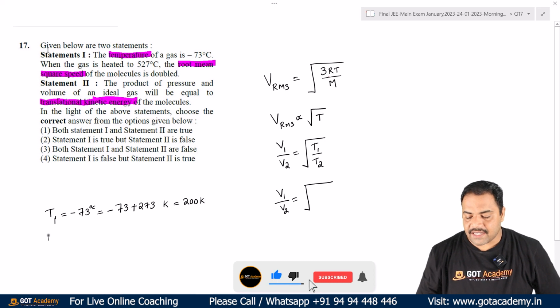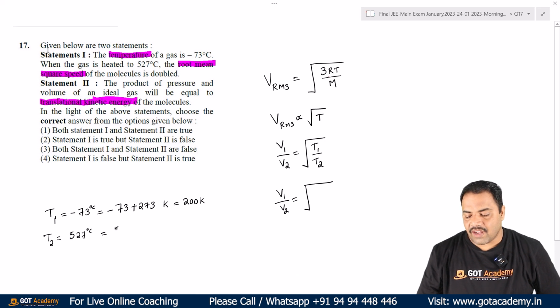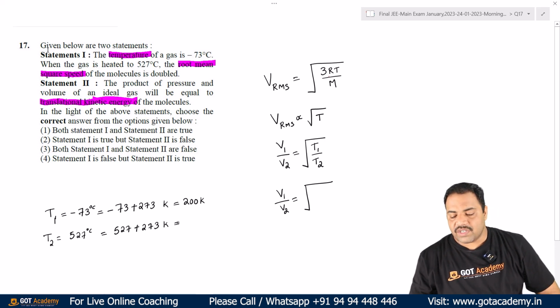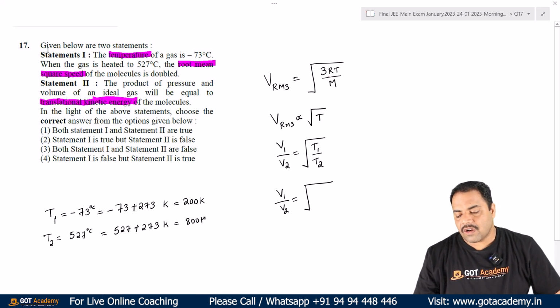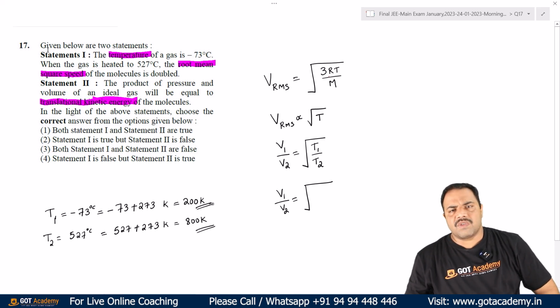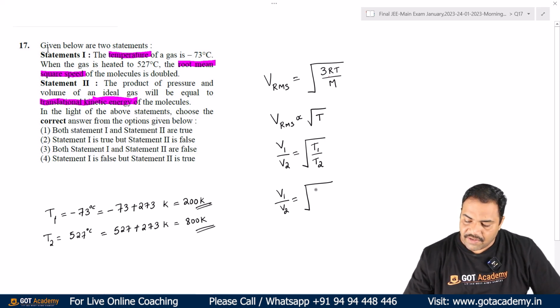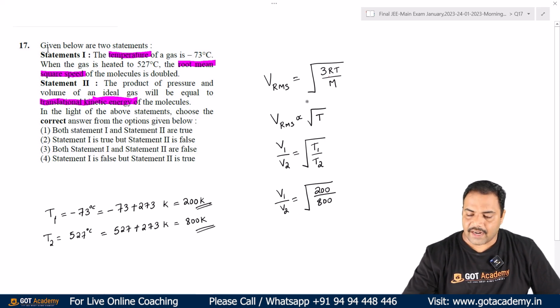Coming to T2, 527 degrees Celsius. We have to convert this 527 degrees Celsius into Kelvin. That means you have to add 273. If I add 273, what am I going to get here? It is 800 Kelvin. So now we are having two temperatures, T1 and T2. Now let us substitute these two things. T1 is 200, whereas T2 is 800.